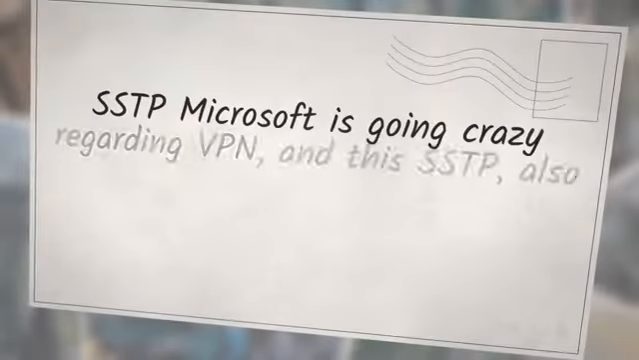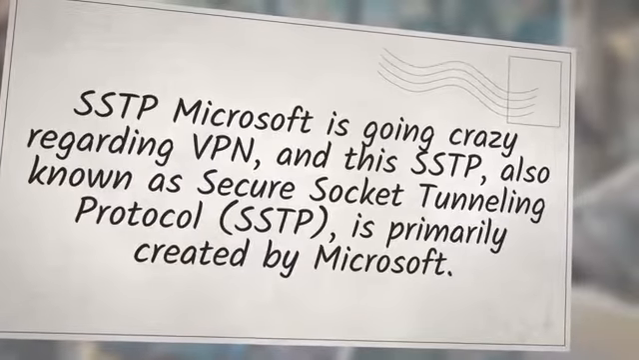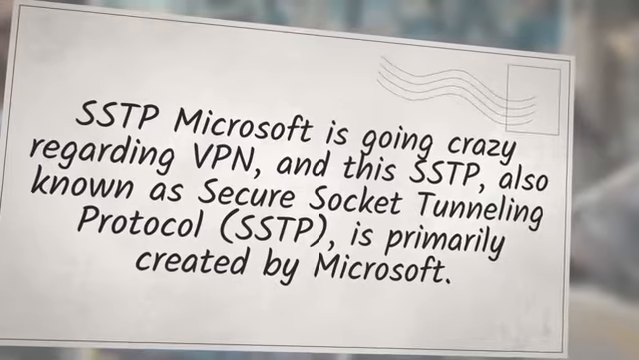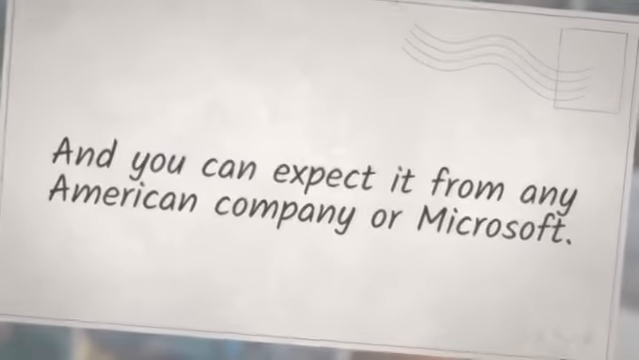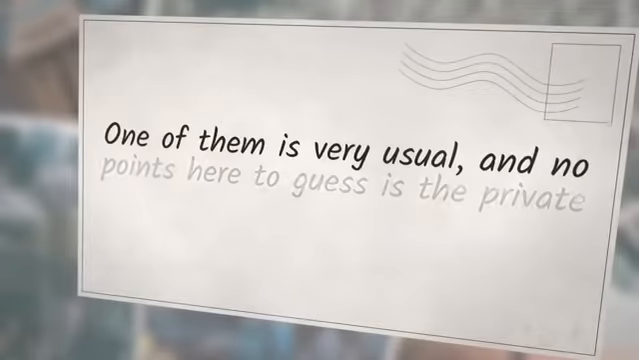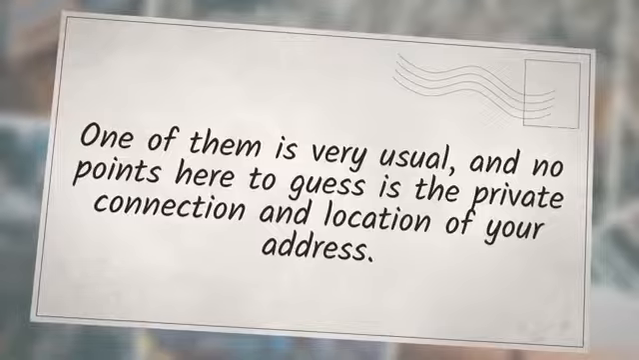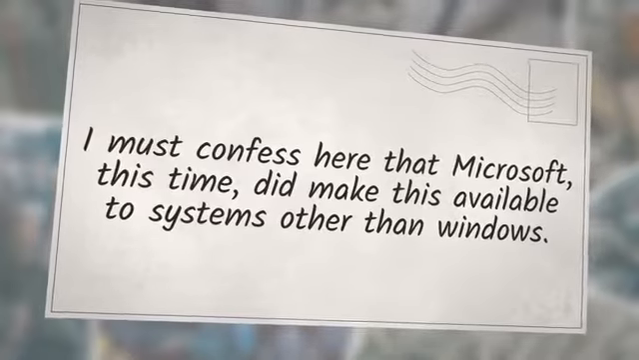4. SSTP. Microsoft is going crazy regarding VPN, and this SSTP, also known as Secure Socket Tunneling Protocol, is primarily created by Microsoft. And you can expect it from any American company or Microsoft. It has its flaws. One of them is very usual, and no points for guessing, is the private connection and location of your address. I must confess here that Microsoft, this time, did make this available to systems other than Windows.